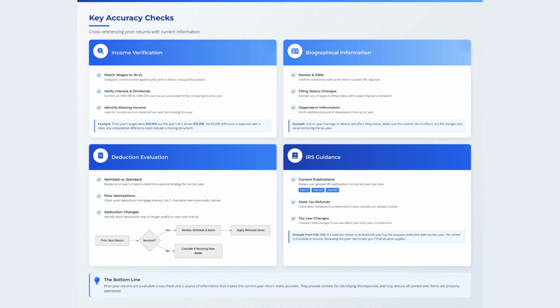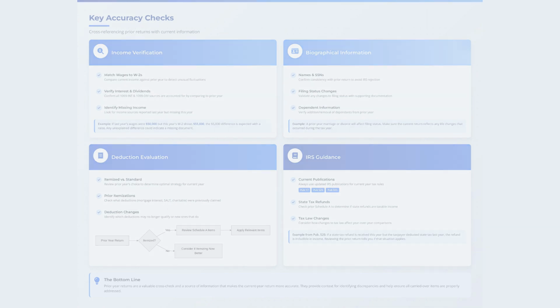So remember, prior year returns aren't just for record keeping. They're a diagnostic tool. They help us catch errors, apply carryovers, and file the most accurate return possible.